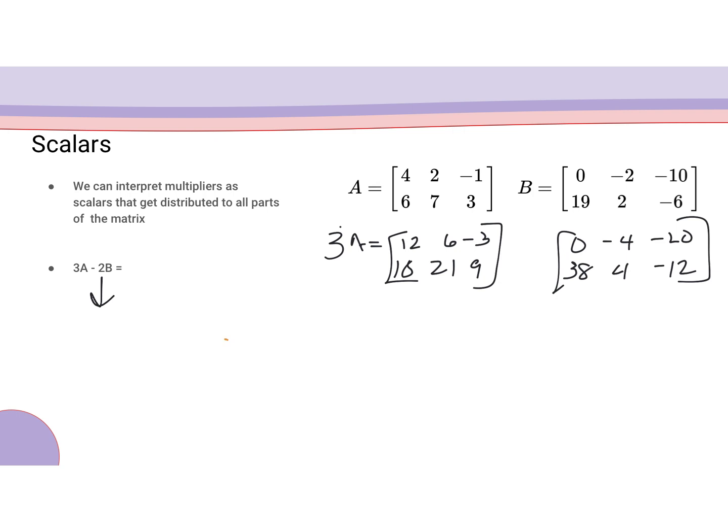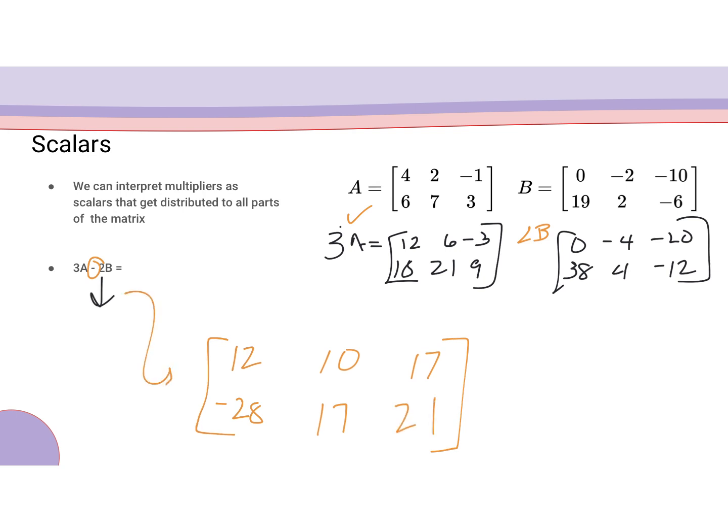I'm not going to use another set of colors just because it takes me a little bit too long to do that, but now that I have 3A and 2B, I can just subtract the individual cells again. So 12 minus 0 is 12, 6 minus negative 4 is 10, negative 3 minus negative 20 is positive 17, 18 minus 38 is negative 20, 21 minus 4 is 17, and 9 minus negative 12 is positive 21. So that would be the full matrix. Now again, you could do it a different way if you wanted to, but I really think it's easier to quickly multiply them out first and then actually just perform the operation.